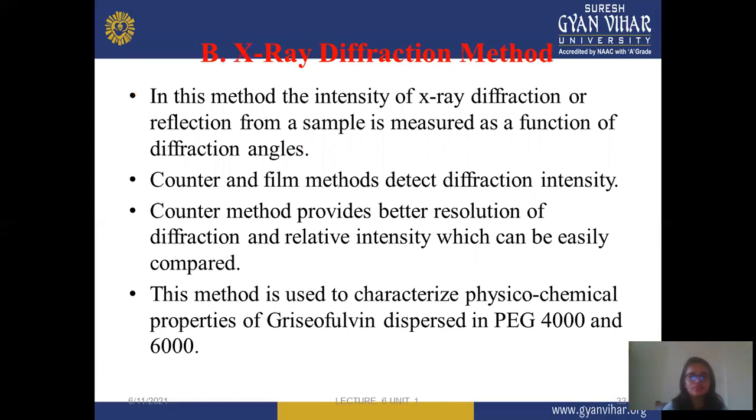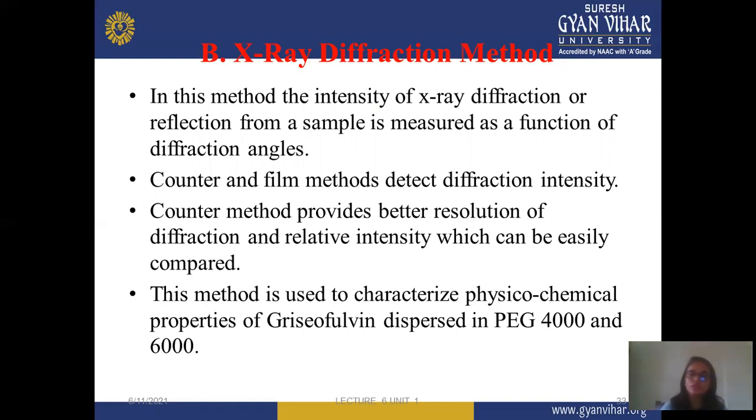Next is the X-ray diffraction method. In X-ray diffraction, the intensity of X-ray diffraction from a sample is measured as a function of diffraction angle. Counter and film methods detect diffraction intensity, and the counter method provides better resolution of the diffraction and relative intensity, which may be easily compared. These methods are used to characterize the physical and chemical properties of various solid dispersions in PEG 4000 and 6000. This X-ray diffraction method is very simple and easy.